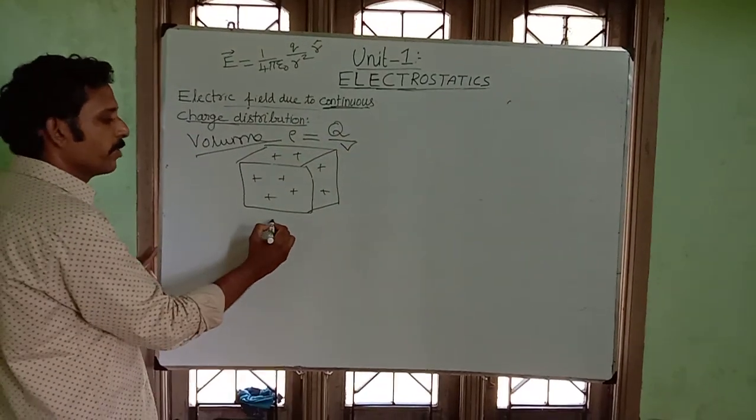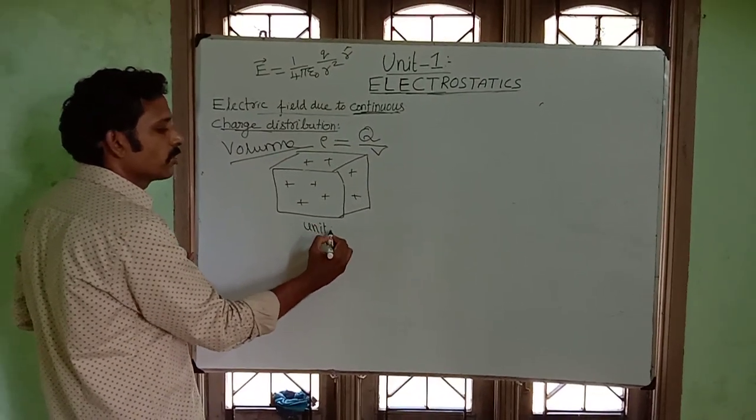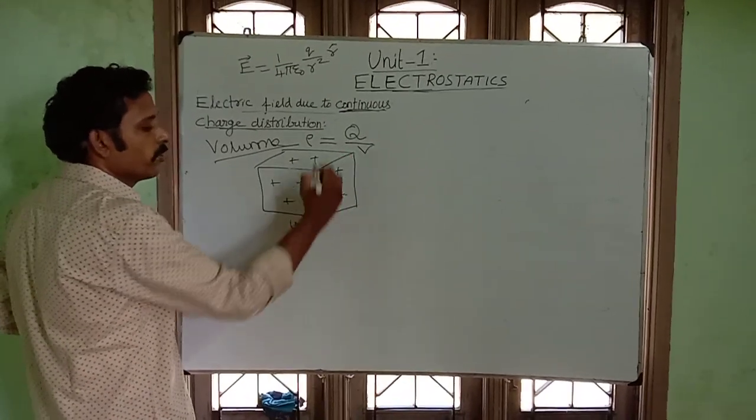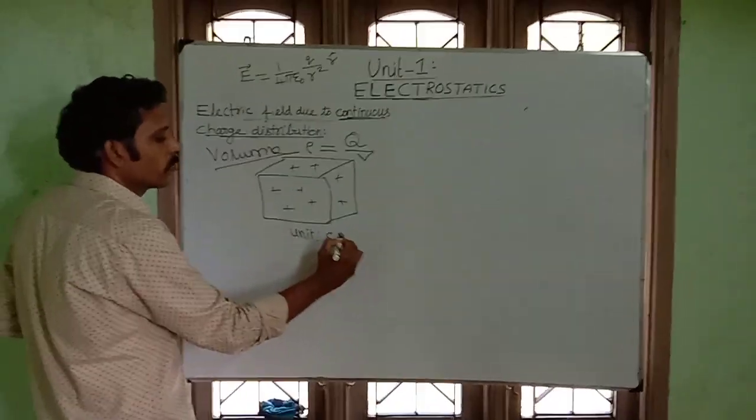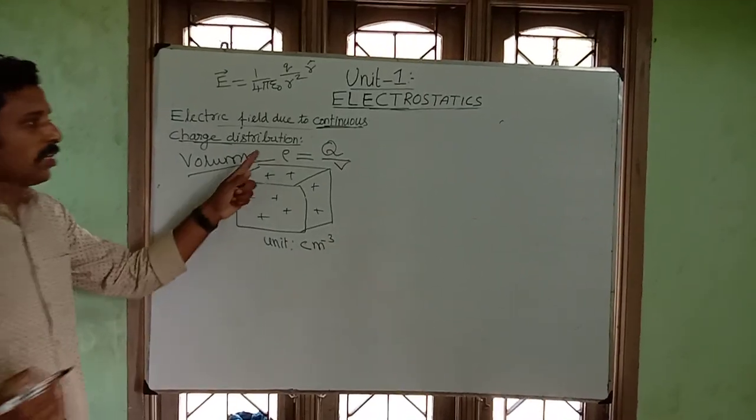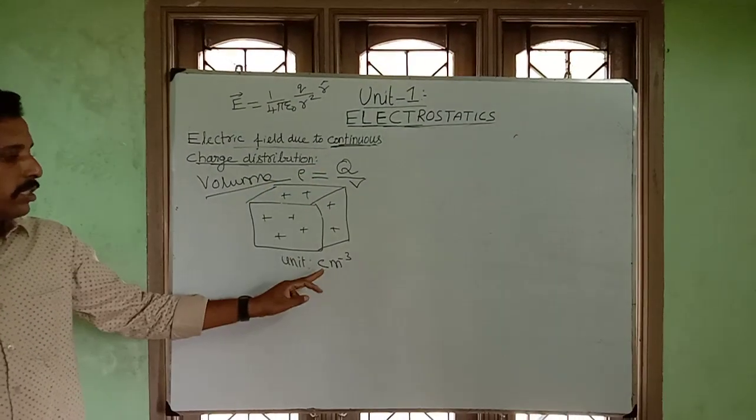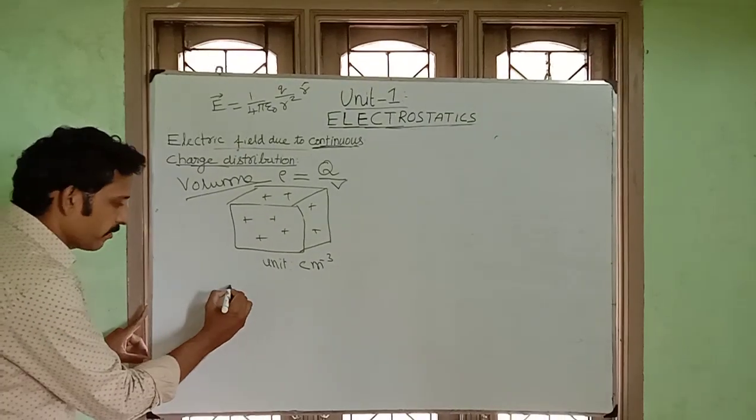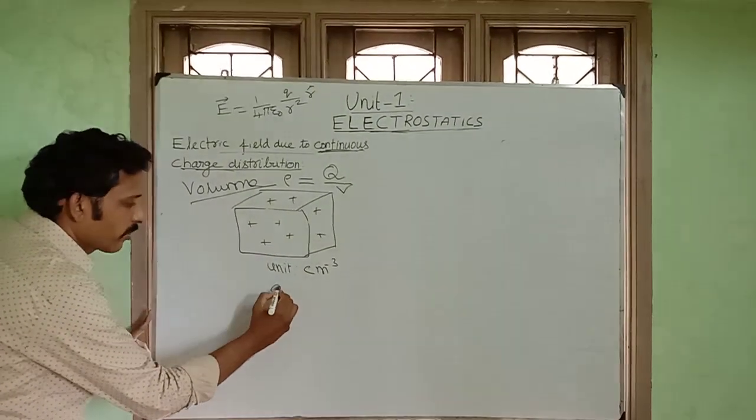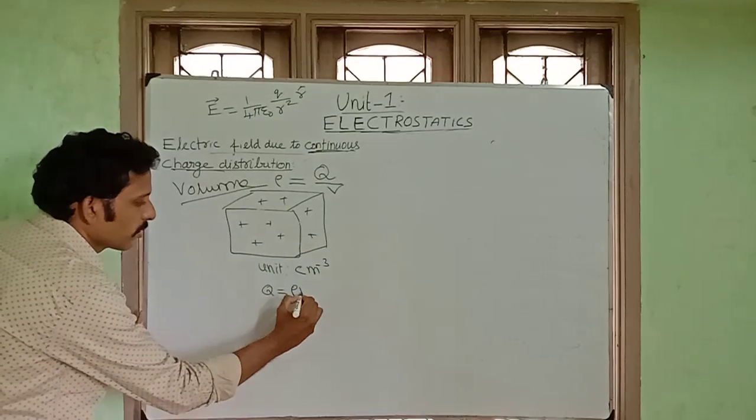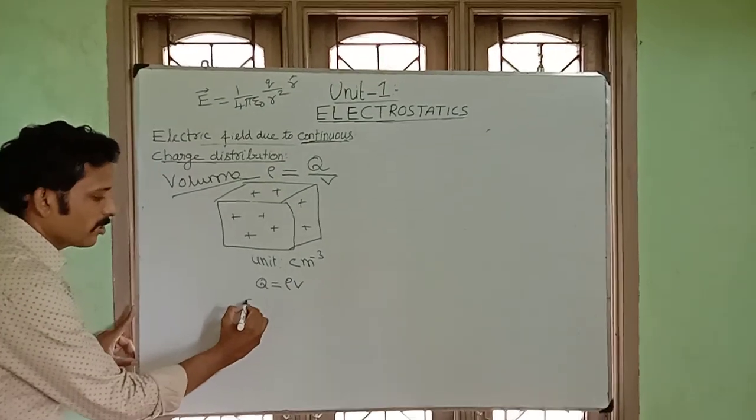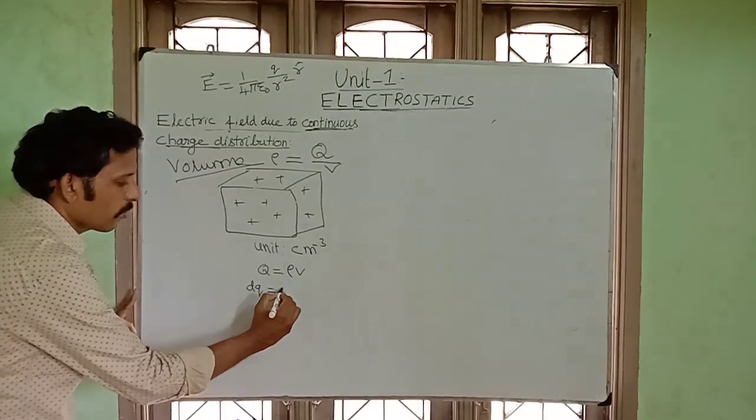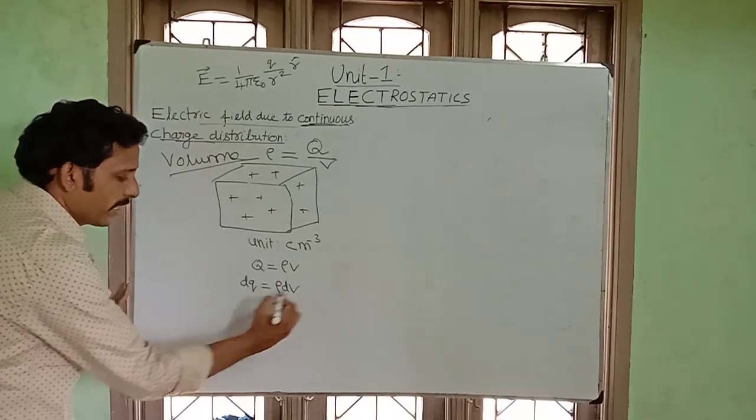Now what is the unit here? The unit of charge Q is coulomb. The unit of volume is meter cube. So the unit of volume charge density rho is coulomb meter power minus 3. Now again I come to the equation. Then Q is equal to rho V. Then the infinitesimal charge is dq equal to rho dV.